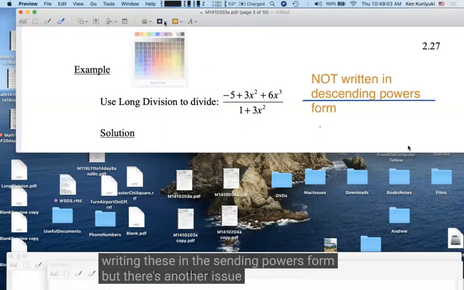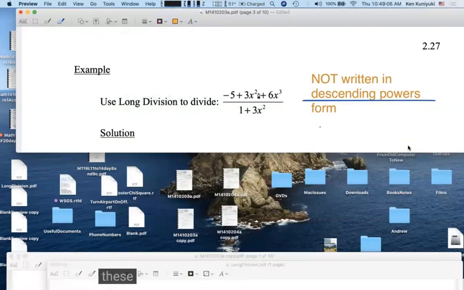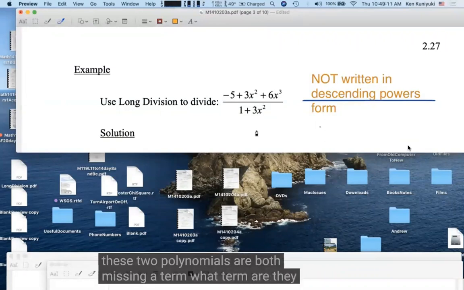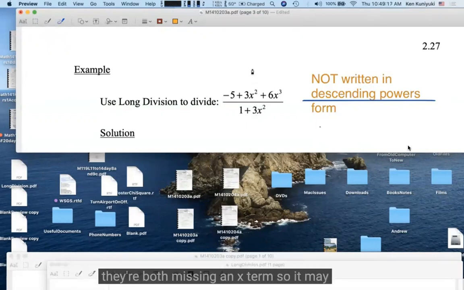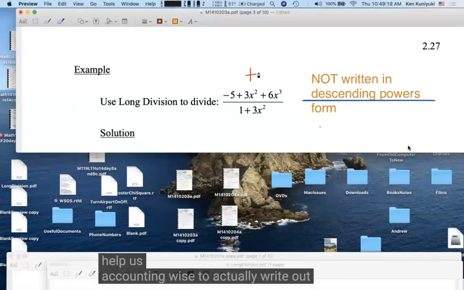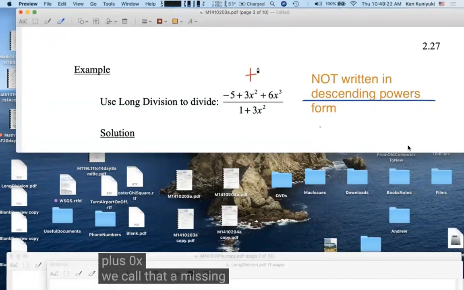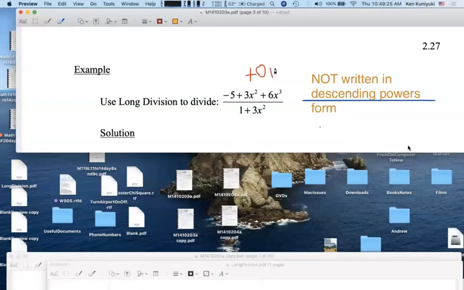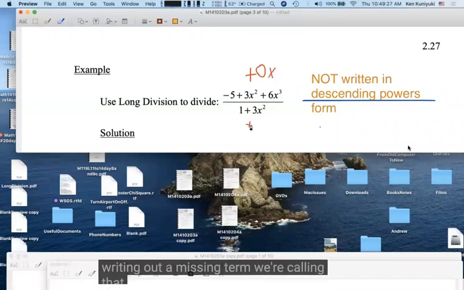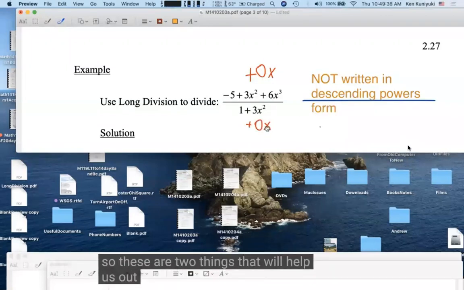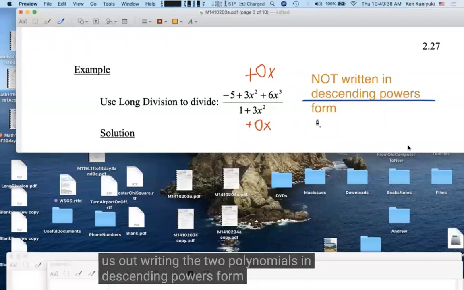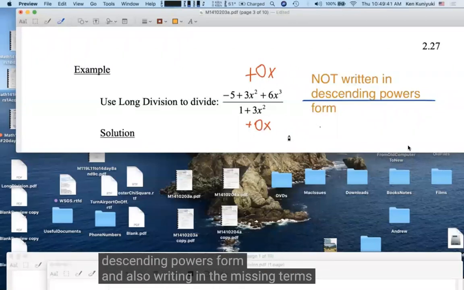But there's another issue. These two polynomials are both missing a term. What term are they missing? They're both missing an x term. So it may help us accounting-wise to actually write out a plus 0x. We call that a missing term. Writing out a missing term, we're calling that putting in a missing term. So these are two things that will help us out. Writing the two polynomials in descending powers form, and also writing in the missing terms.